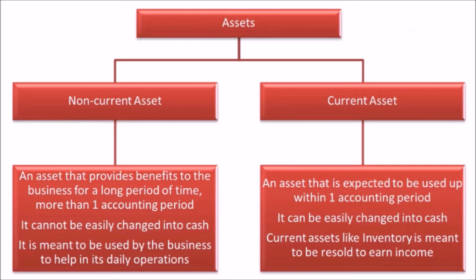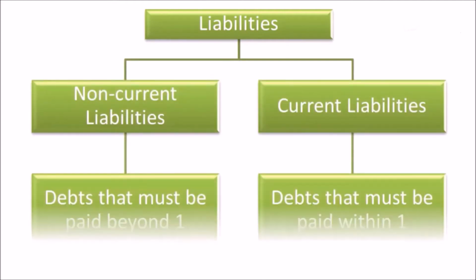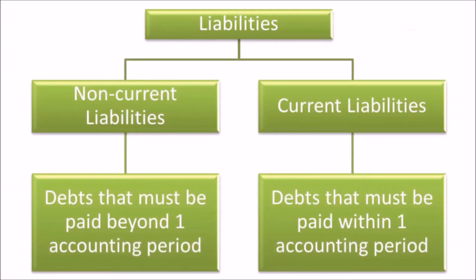Current assets are expected to be used up within one accounting period. It can be easily changed into cash. For example, current assets like inventory is meant to be resold to earn income. Liabilities can also be classified as non-current and current, where non-current liabilities must be paid beyond one accounting period. Current liabilities must be paid within one accounting period.